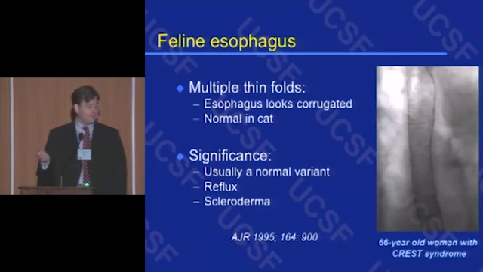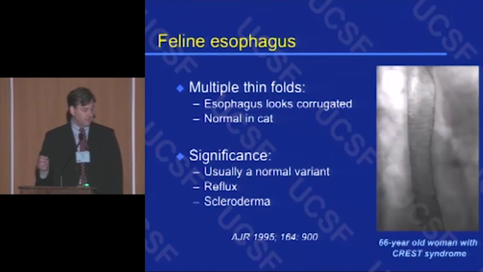The feline esophagus is multiple tiny, thin folds horizontally located. I stress the word thin, I'll describe in a second. It occurs in the lower aspect of the esophagus and makes the esophagus look corrugated. Usually it's a normal variant, but you can see it a lot of times in reflux or scleroderma, as you see here in a 66-year-old woman with CREST syndrome.